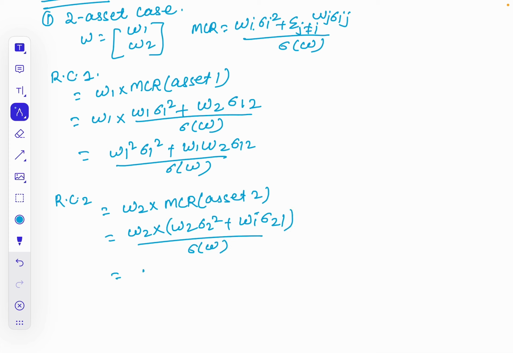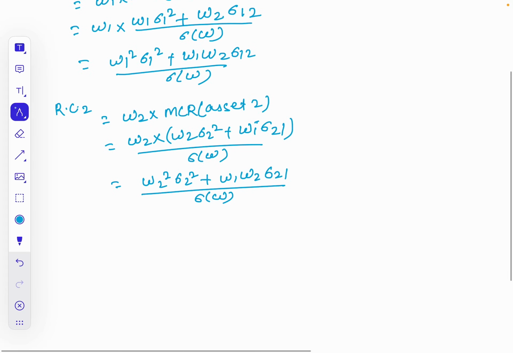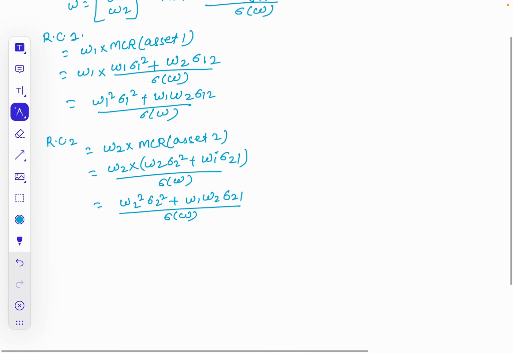So in this case it will be w2 square sigma 2 square plus w1 w2 sigma 2 1 divided by sigma w. Okay. So this is the risk contribution of the second asset. Now what is a risk parity portfolio? A risk parity portfolio is nothing but a portfolio in which all the assets have equal risk contribution.